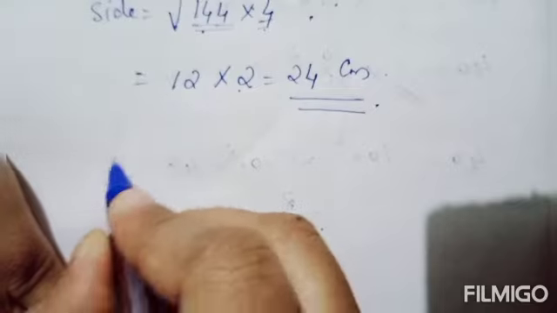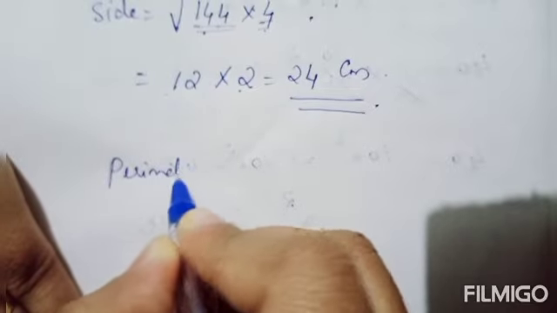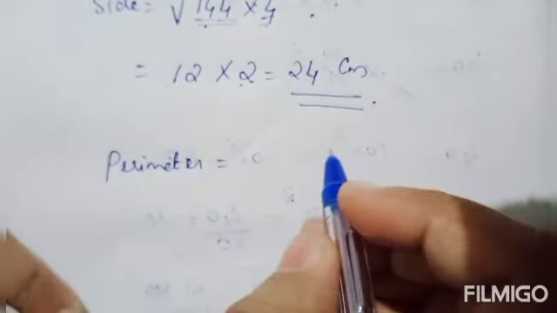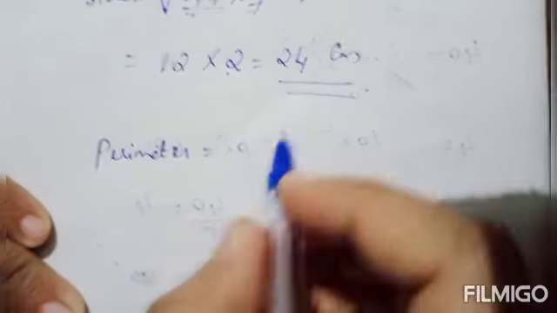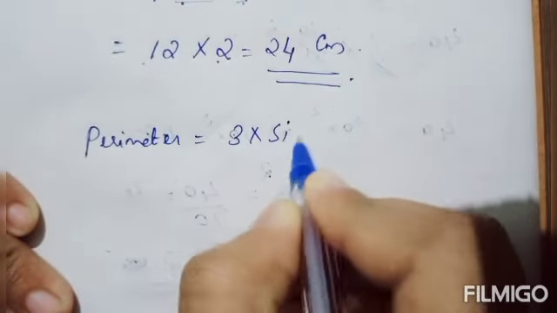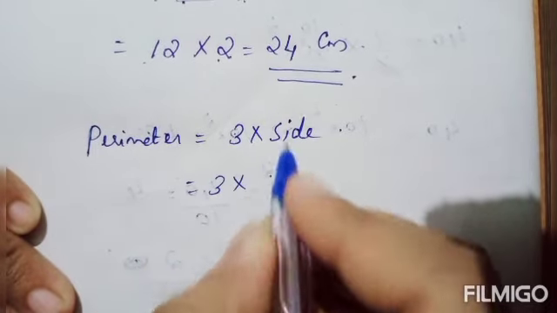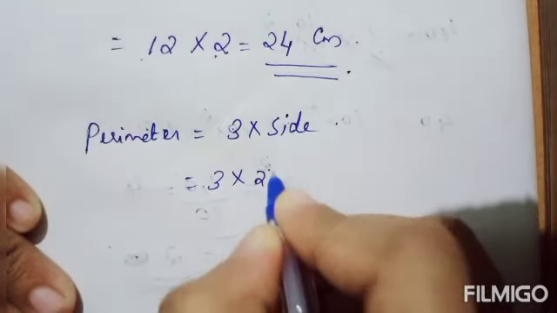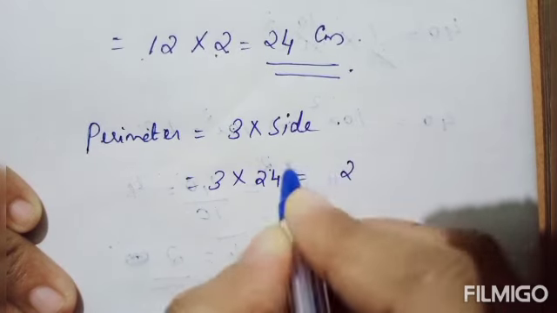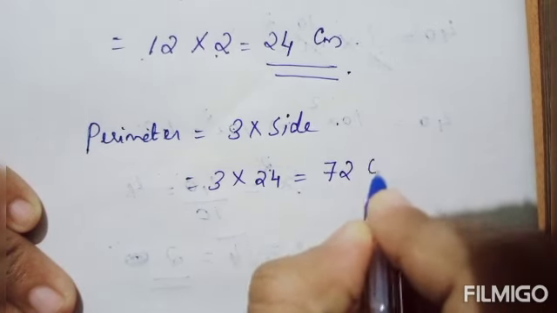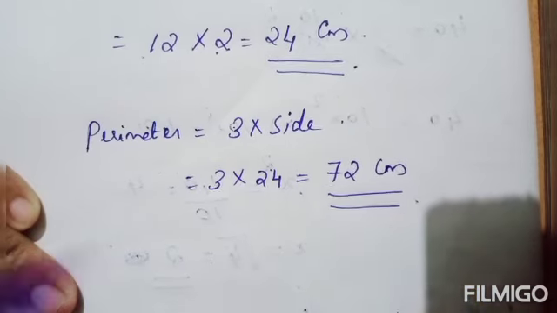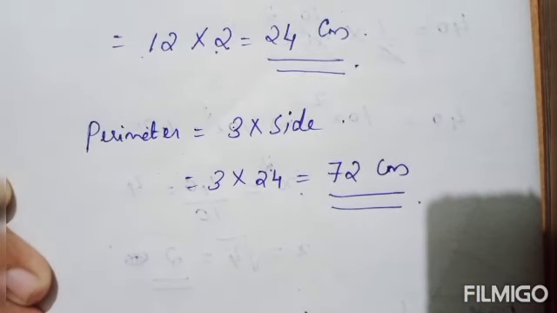Now you can find its perimeter. That is the question: find its perimeter. The perimeter formula you know, 3 into side. So 3 into side, we got 24. 3 into 24, what will you get? It is 72 centimeter. This is the perimeter of the equilateral triangle.